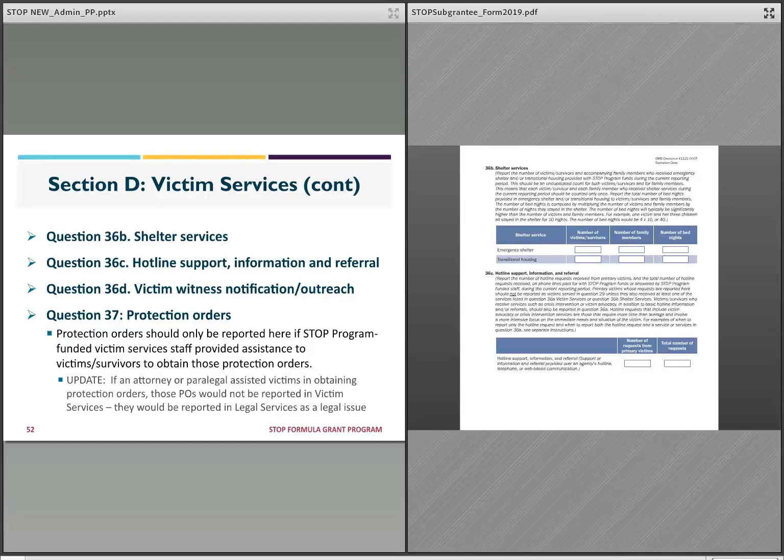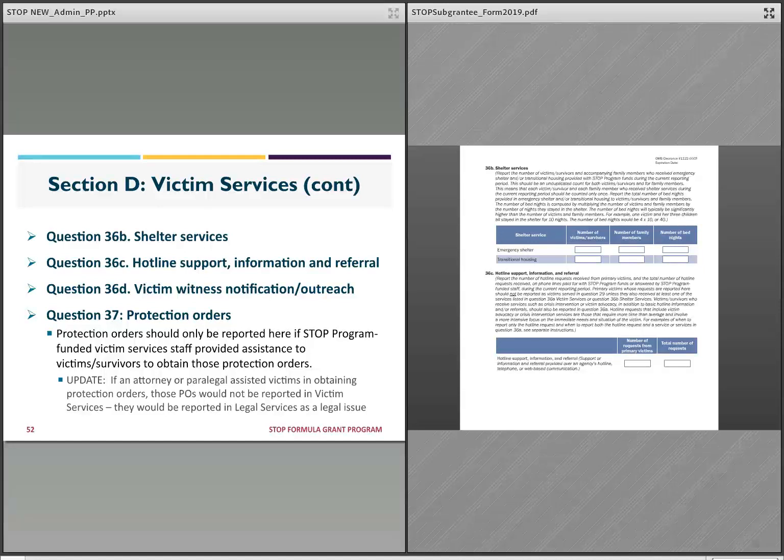So for example, if one survivor stays with their 3 children for a total of 3 nights in your subgrantee's STOP grant funded emergency shelter, you would take those 4 people total provided emergency shelter and multiply it by the 3 nights that they stayed together in the grant funded shelter, and the total number of bed nights that should be reported is 12.